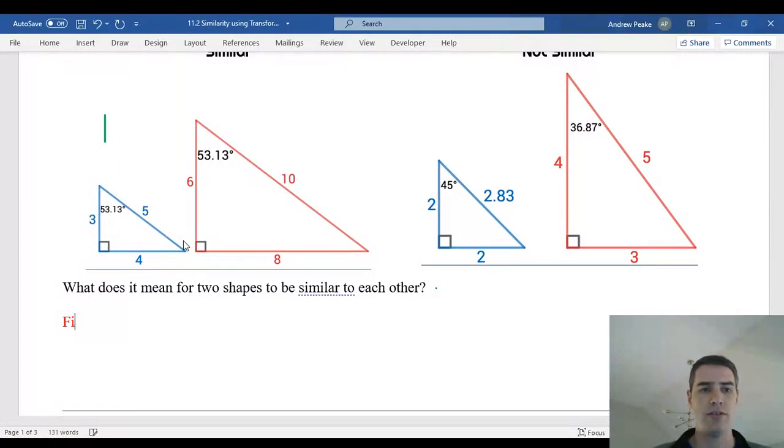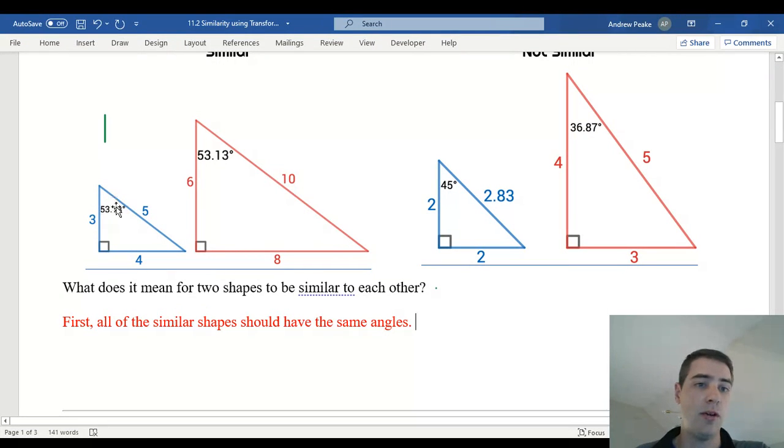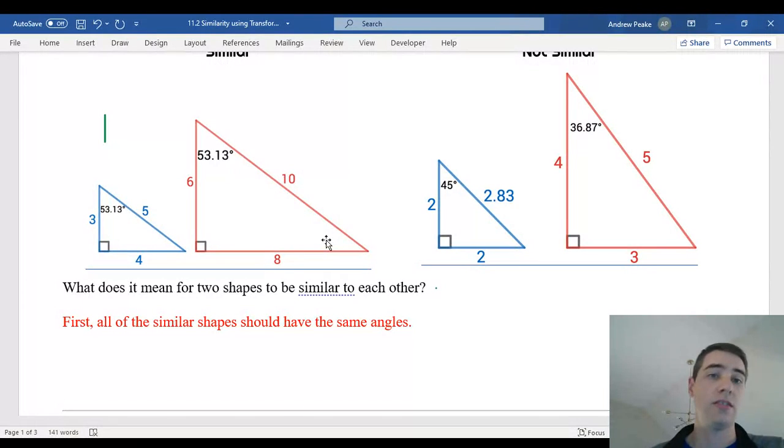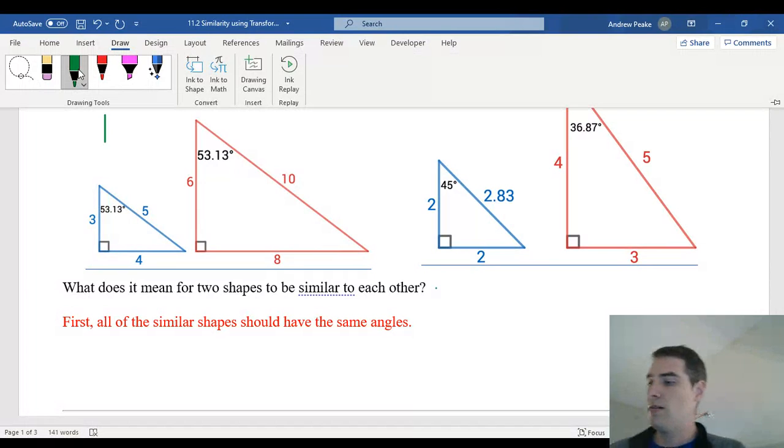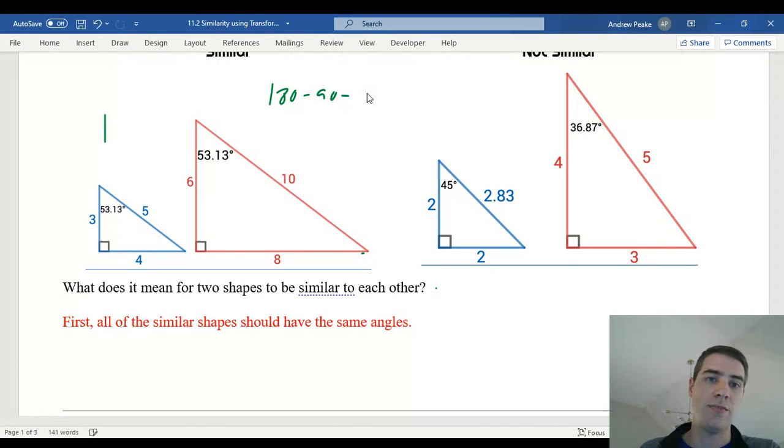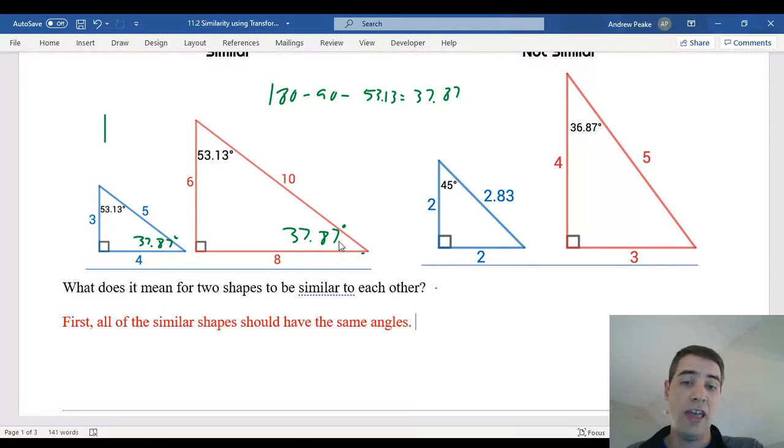First, all of these similar shapes should have the same angles. So we'll see here that we got 53.13 and 90. If I were to take away both of those from 180 to find the third angle, it would be the same third angle, which would be 37.87. So I'll write those in here. If I do 180 minus 90 minus 53.13, that would give me 37.87. So both of those angles are the same down here in the bottom right corner. So all three angles are the same.